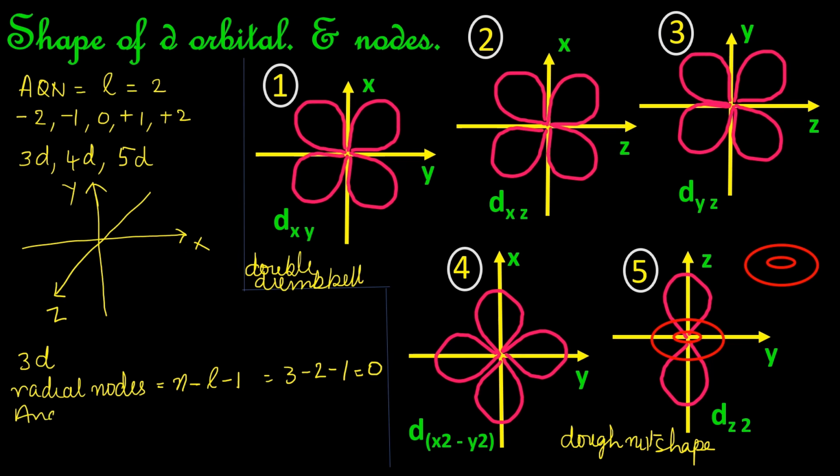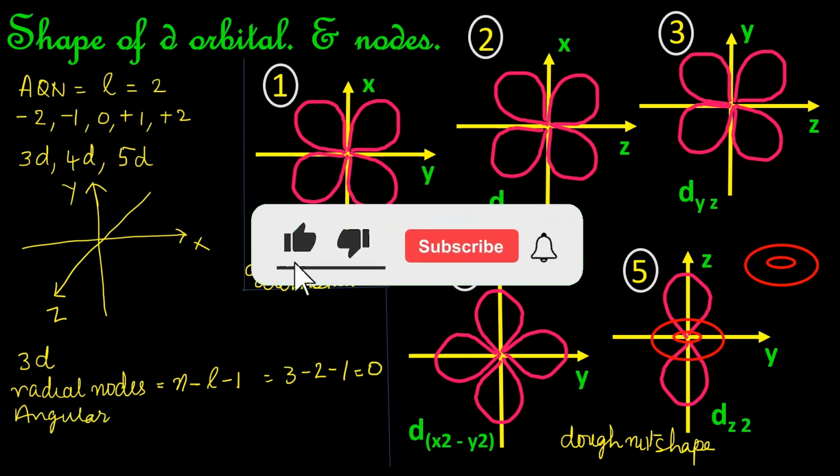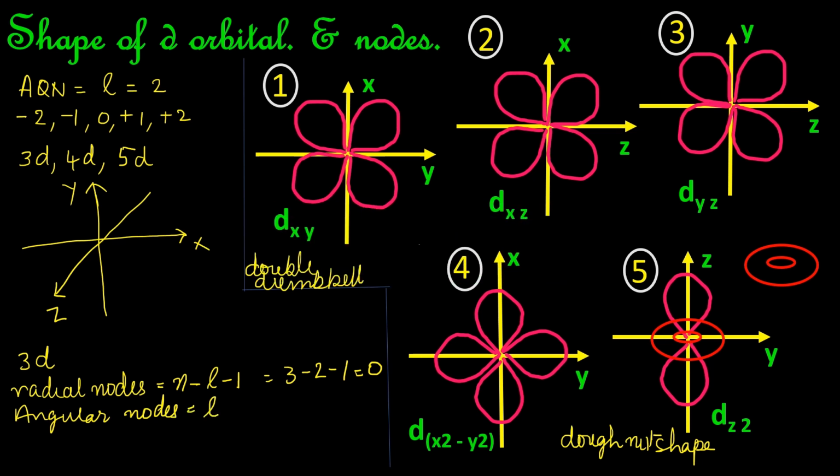What about angular nodes? Angular nodes is equal to the value of L. L is equal to 2. So there are two angular nodes. Whether it is 3D, 4D or 5D, the value of L is 2. Therefore, each of these d orbitals will have two angular nodes. Since there are two angular nodes, there are two values of the wave function psi. So, the four lobes form two dumbbell, which we call double dumbbell. I hope it is clear.